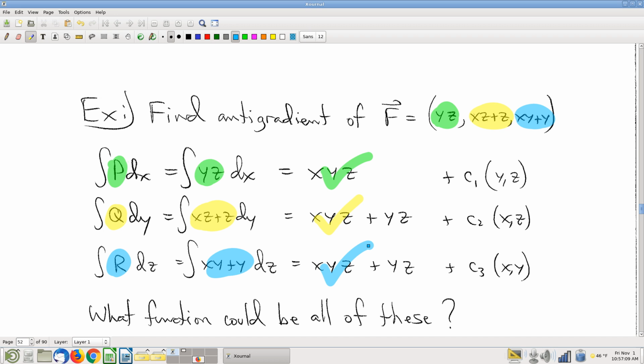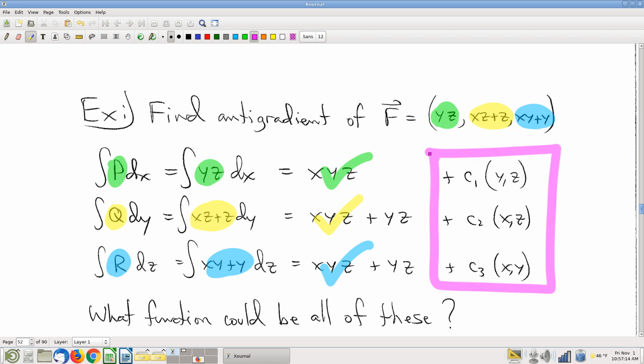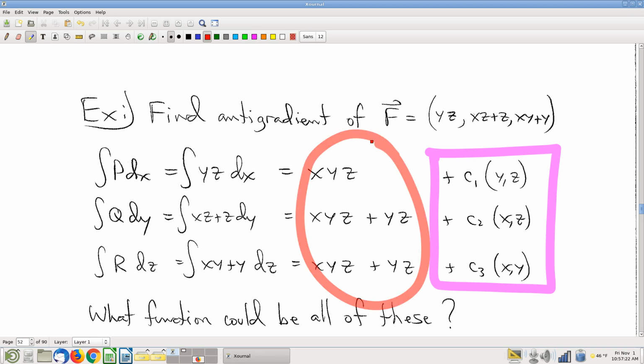But I do have this additional flexibility. I get to add in any functions as needed. At a glance, it'd be tempting to look at these three answers that I got and say, look, these aren't the same. These are different. F can't be all three of these things at the same time.